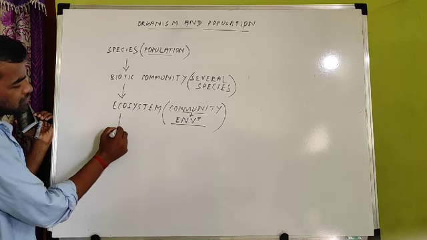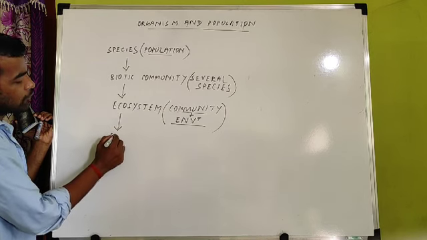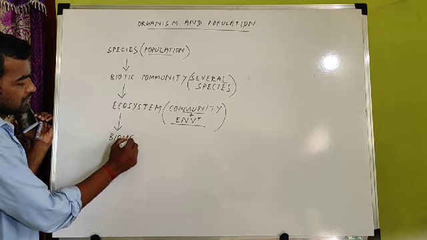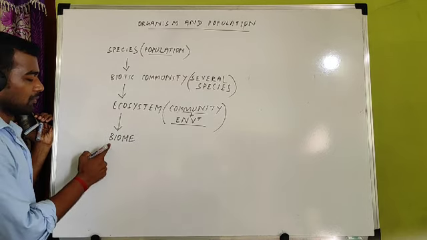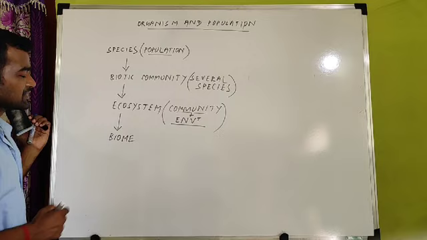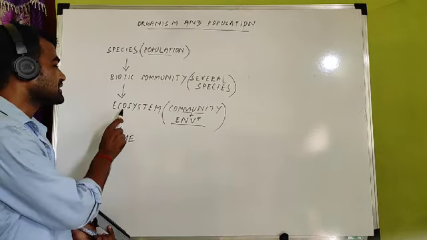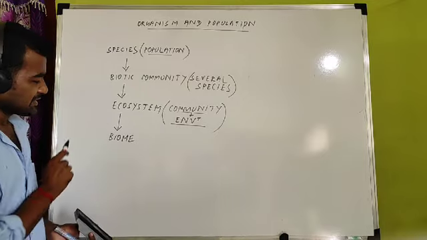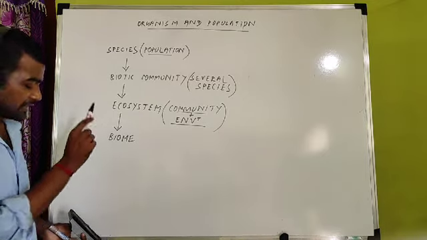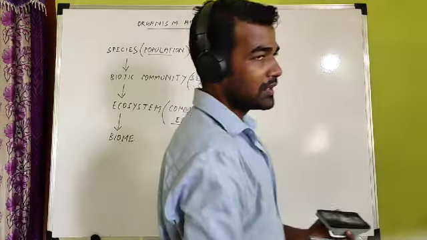Then after ecosystem, another important term is biome, and we have not discussed this in the last class. Now we will discuss this biome. What is biome? A biome is a higher term than ecosystem, meaning a biome consists of many ecosystems. For example, we will take one example.